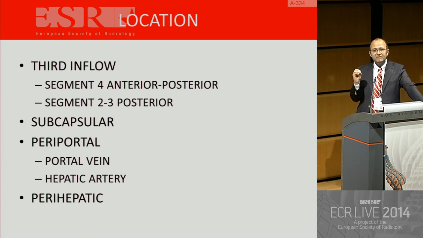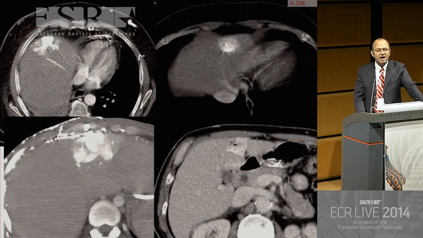Because we have another inflow apart from the portal vein and the hepatic artery. And you have to be very careful if you're calling a lesion in the segment 4 and at the posterior aspect of the segment 2 and 3. Also be very careful if you're calling a lesion in the subcapsular area. And also periportal area is very important. So I'm going to show you some images.